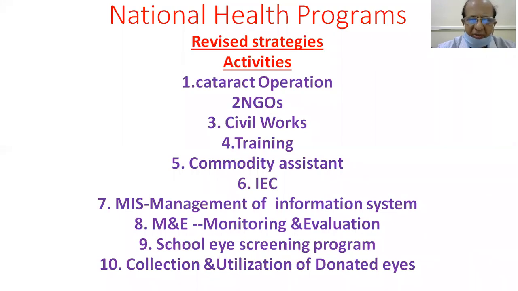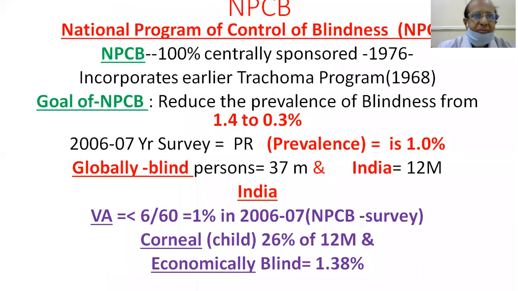School-wise screening programs should be conducted for visual impairment, blindness, and other eye problems like far-sightedness, short-sightedness, and nearsightedness. Collection and utilization of donated eyes. Donation of eyes from the community is very important, so that eyes should be collected and utilized appropriately, and a system is there for that.